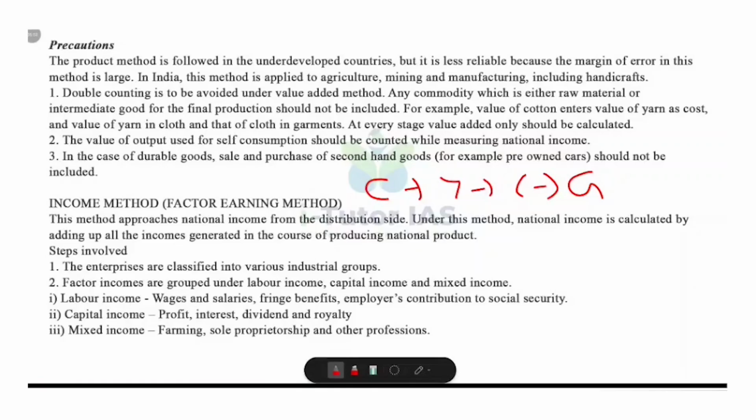Now, the product method will exclude second-hand goods. Remember that second-hand goods are not included while calculating GDP in the product method. Only new goods and services produced in the year are counted. For example, selling a used car does not add to national income because it is already counted when it was first sold. So think of national income as the money value of all new goods and services produced in a year, and don't double count or include old stuff.